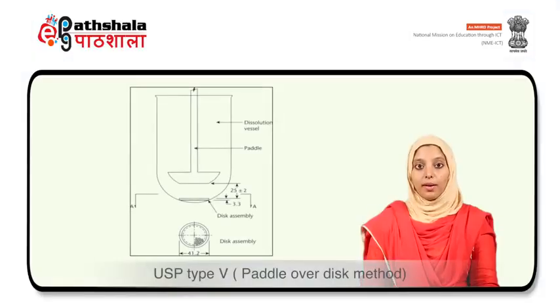In USP apparatus 5, type 5 apparatus, which is also called paddle over disc, the assembly is used for testing the release of drug from transdermal product. It consists of a sample holder or disc assembly holding the product, which is then placed in a dissolution flask filled with specified medium maintained at 32 degrees Celsius. The paddle is placed directly over the disc assembly. Sampling is done at specified times.